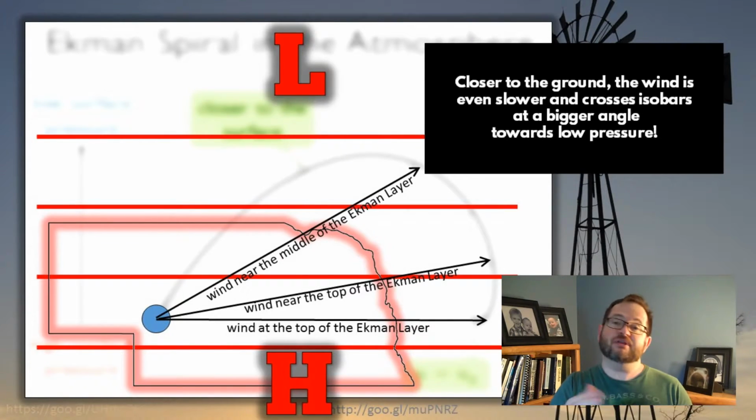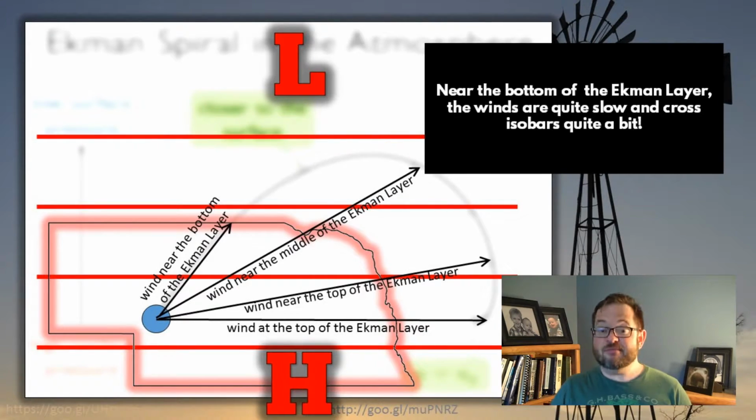If I took another place, like the wind near the middle of the Ekman layer, the winds are even slower, that vector is even shorter than it was when it was geostrophic, and it's pivoted even farther across the isobars. It's crossing the isobars at an even greater angle. Okay? And in fact, if I went near the bottom of the Ekman layer, I would have the winds being even slower, the vectors even shorter, and even more pivoted, crossing the isobars.